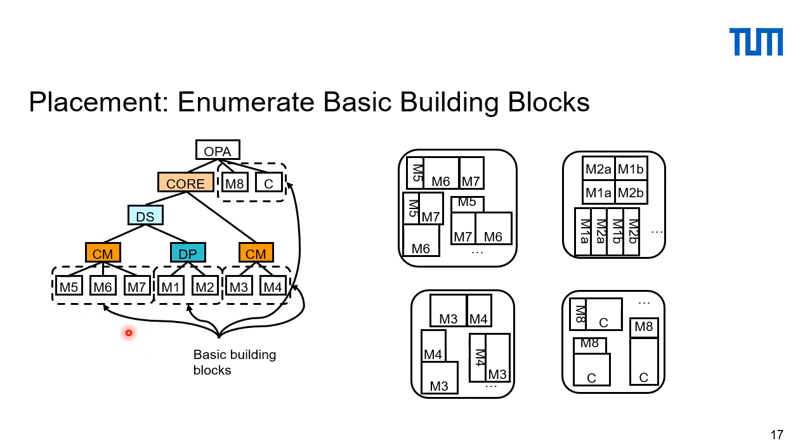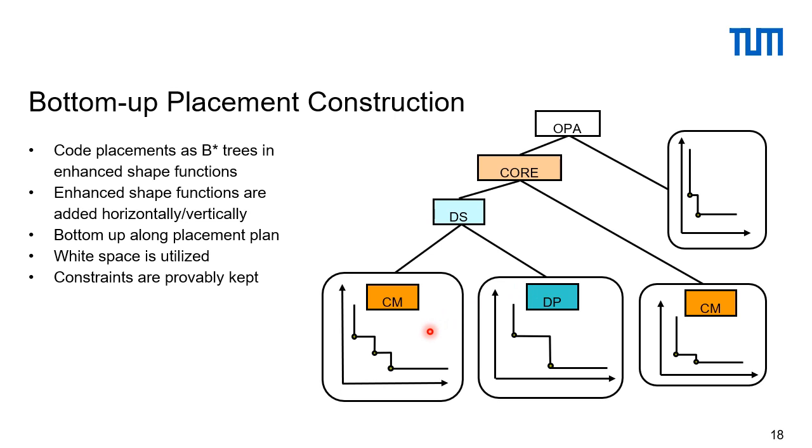Now, what we do here is we enumerate all possible placements. This can be done because the number of elements is small enough. And we do this for all these basic building blocks here. So this is what we have. Now, what's the next step? Now, what we do next is we code the placements of these different enumerated placements in the form of a B-star tree. And as we have different placements, we have different aspect ratios, and we can put up a shape function like this for the current mirror and the other ones as well.